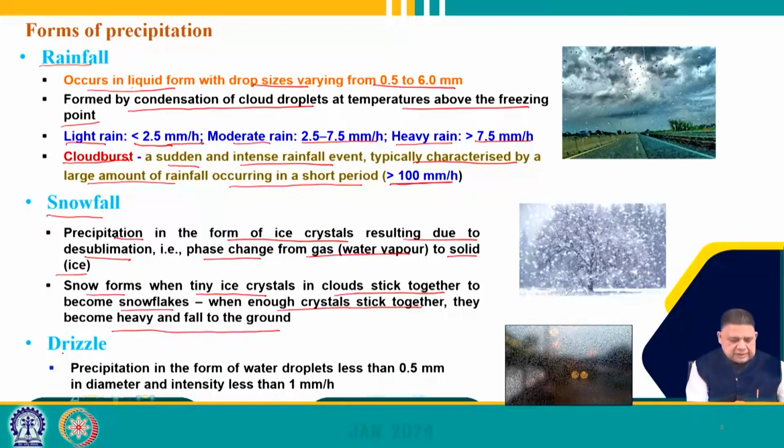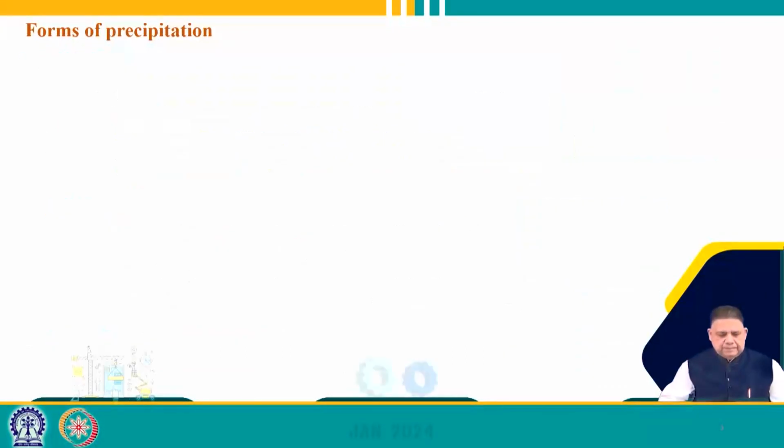Then the third one is drizzle, which is basically a form of rainfall where precipitation occurs in the form of water droplets, but the droplets are less than 0.5 millimeter in diameter and the intensity is less than 1 millimeter per hour. Basically, a rain event many times begins with drizzle, unless it is a sudden event, and then it becomes stronger and takes the shape of rainfall.